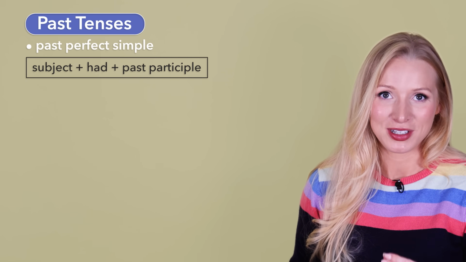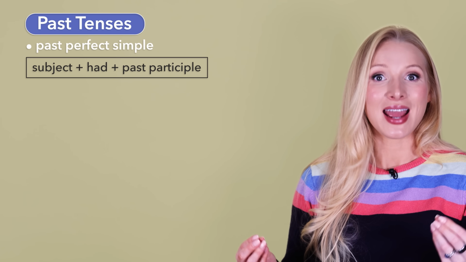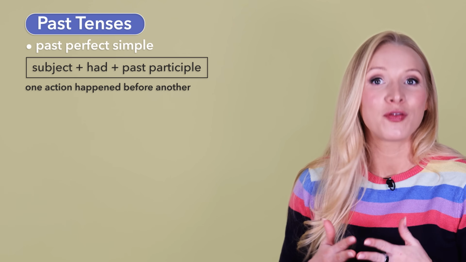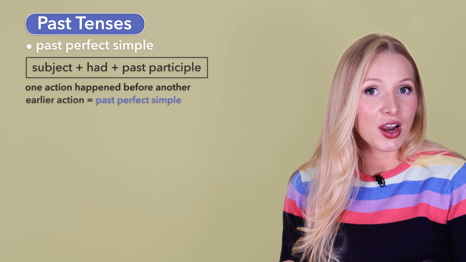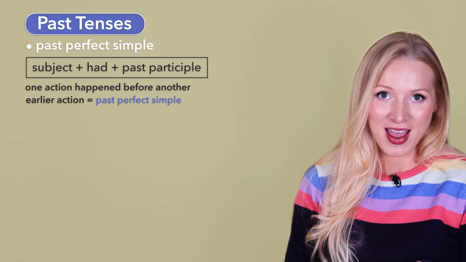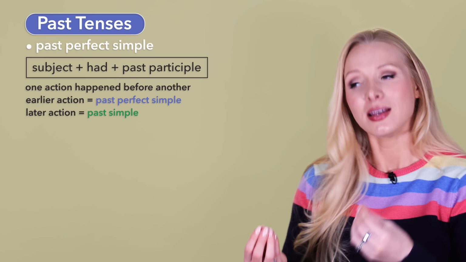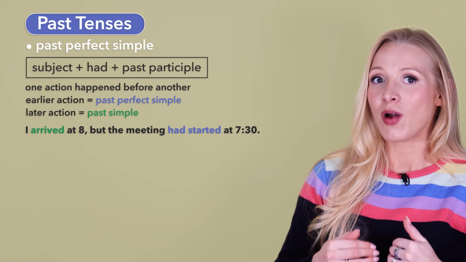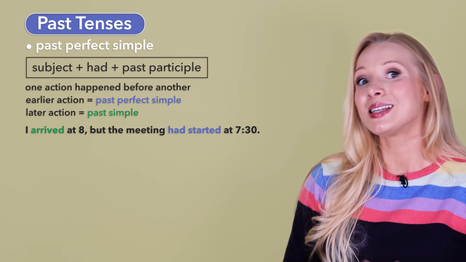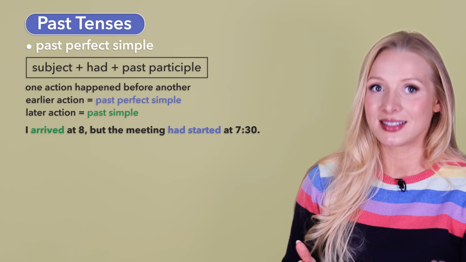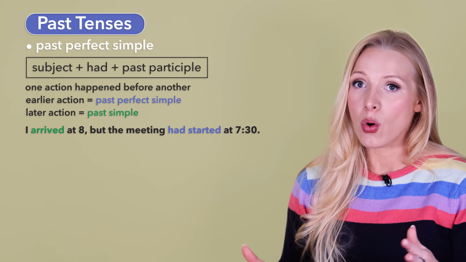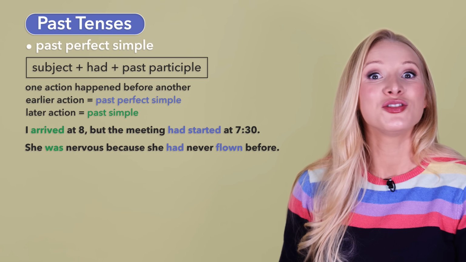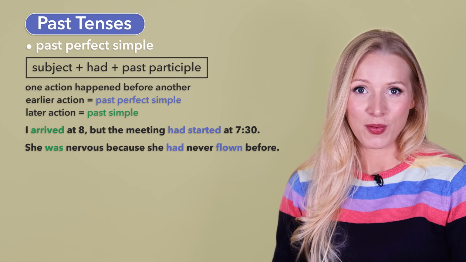The past perfect simple is formed with had plus past participle. We use this tense to say that one action happened before another. The earlier action is in the past perfect, and the later one is usually in the past simple. For example, I arrived at 8, but the meeting had started at 7:30. Or she was nervous because she had never flown before.